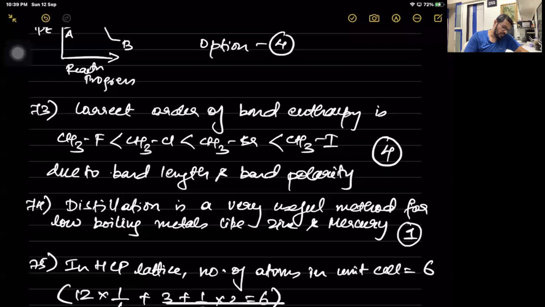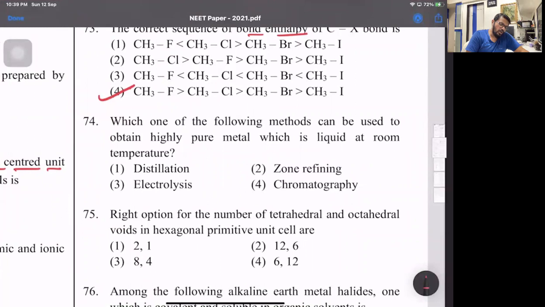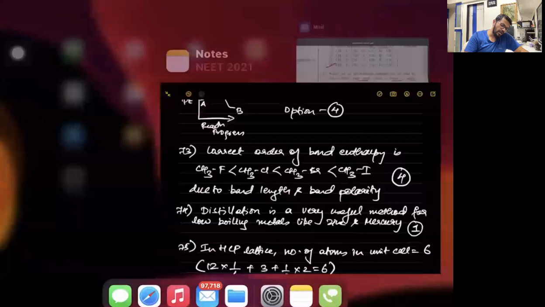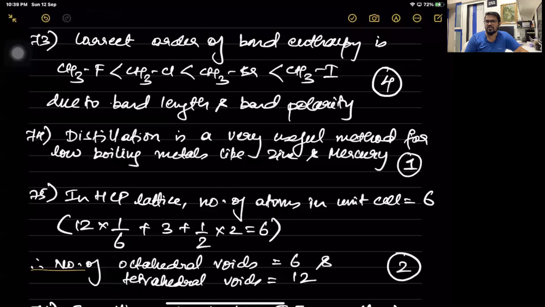74th one, which of the following methods can be used to obtain a high purity metal which is a liquid at room temperature? The answer is distillation. That is nothing but, you know, a high purity metal which is liquid. So metals like mercury, is this clear? And zinc, they are prepared by the distillation process because they are low boiling metals. So 74 is one over there.